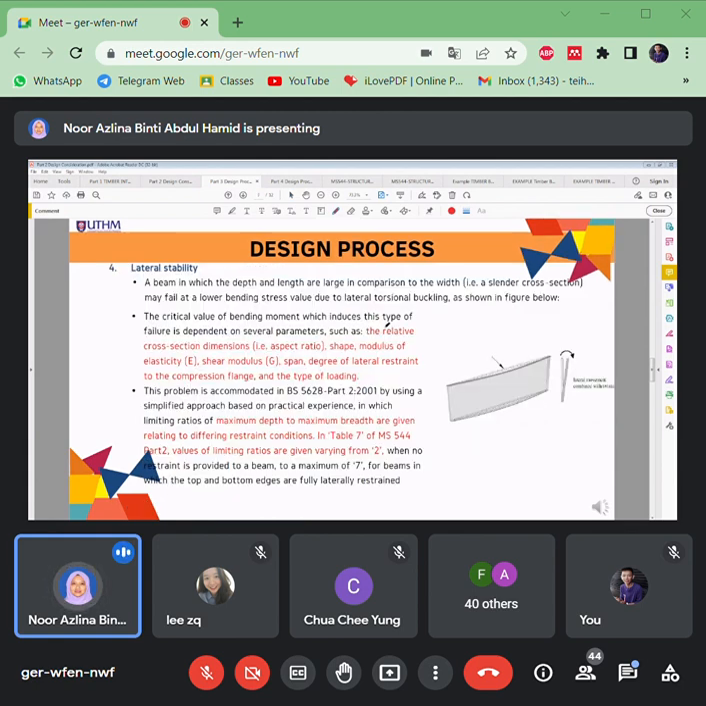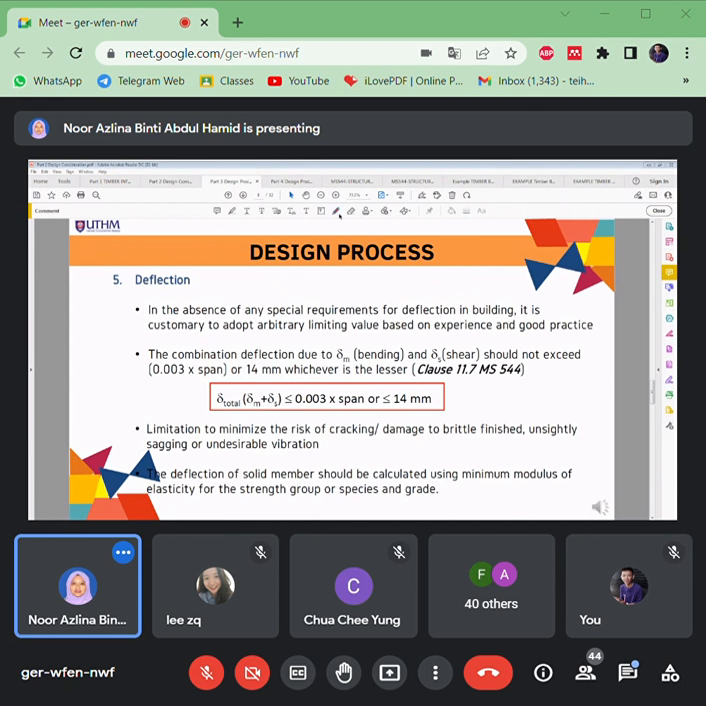Then this is lateral stability, where you have to refer to tables. This is about H divided by B, just a ratio, and then you have to refer to table 7 in order to know the conditions for that timber. Then checking for deflections. The total of the deflection due to bending and the deflection due to shear should be less than or equal to 0.003 multiplied by its span, or less than or equal to 14 mm. So you have to calculate the deflection in terms of bending and the deflection in terms of shear.